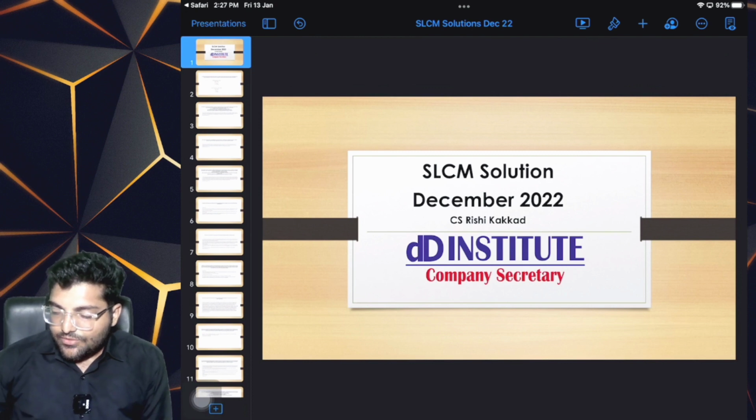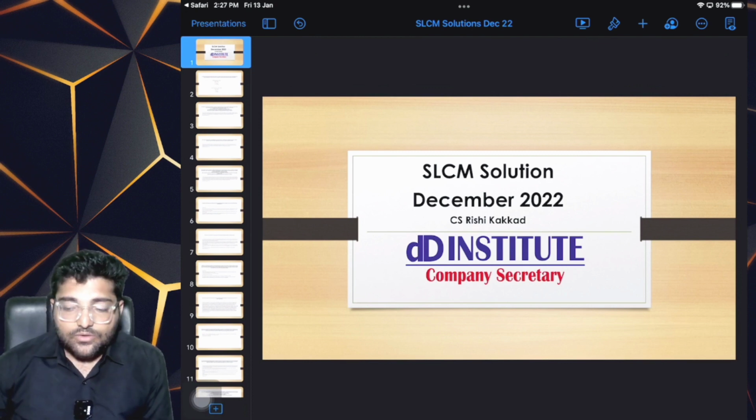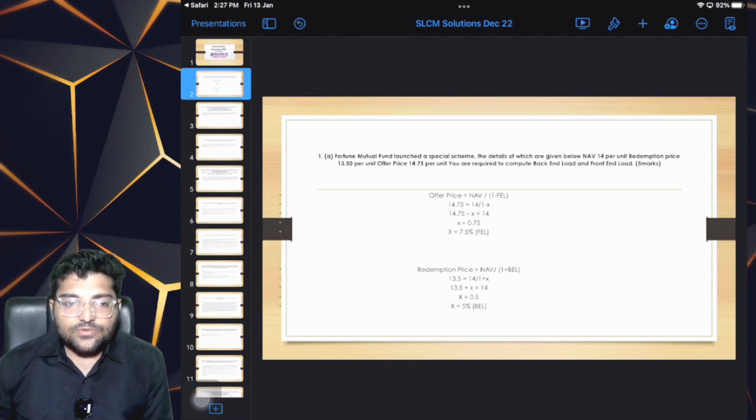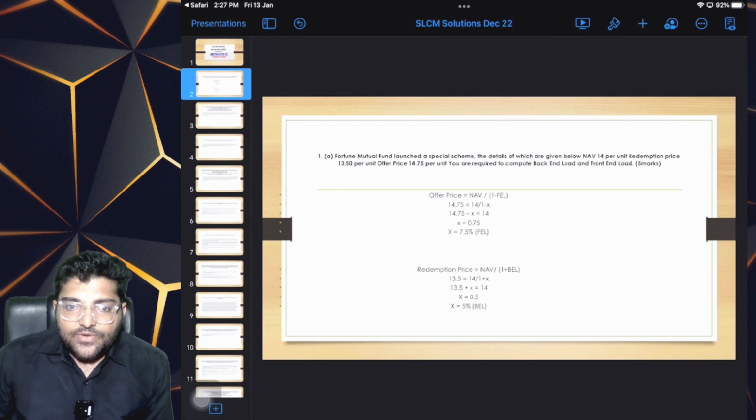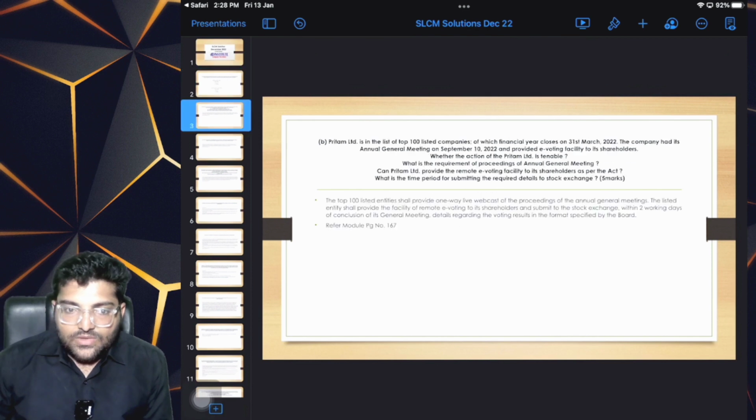So over here I first need to go through the first question which was asked from the mutual funds. Here you were asked to find the front end load and back end load. The question was: the Fortune Mutual Fund launched a special scheme, the details of which are given below. NAV was rupees 14 per unit, redemption price was 13.5 per unit, and offer price was 14.75 per unit. So over here you need to know the offer price and redemption price formula, and the answer is given below. So you can refer to that.